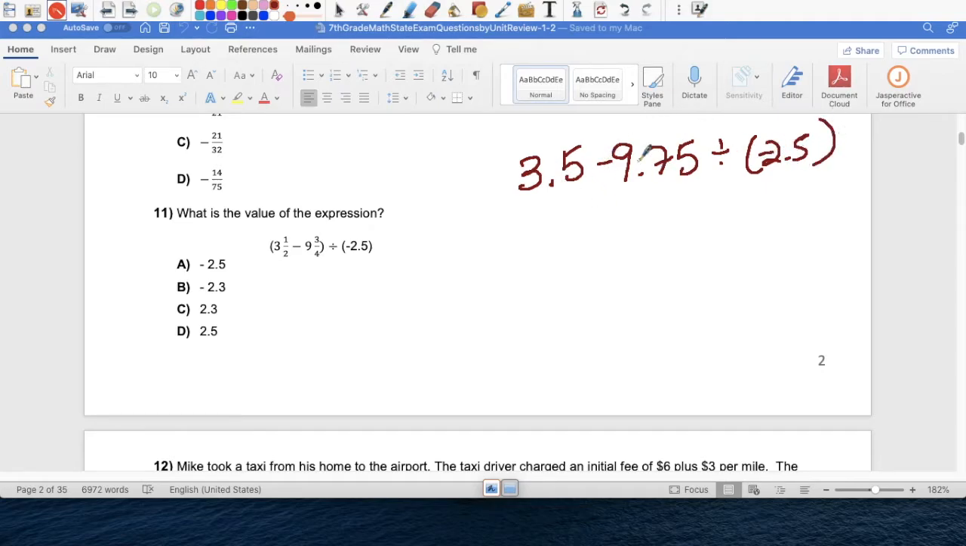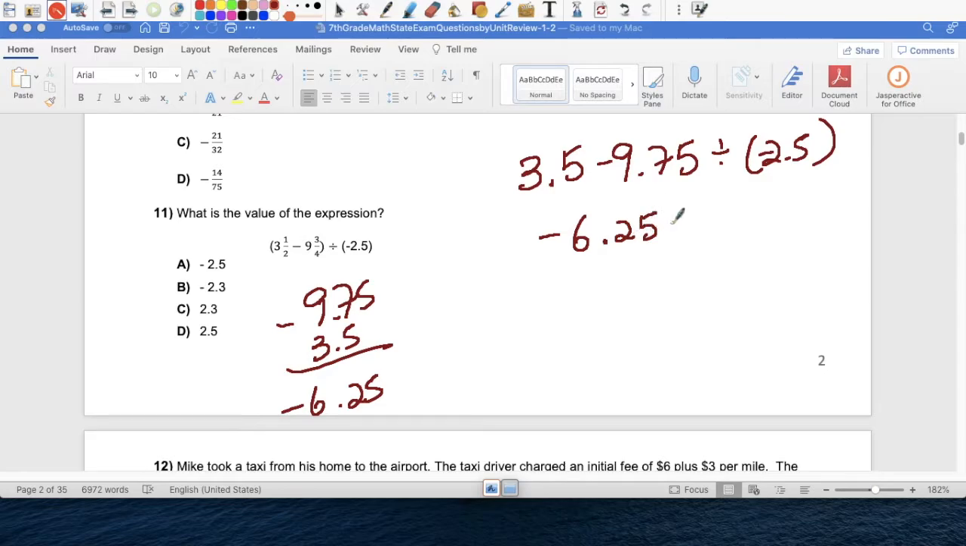Okay. Let's subtract those. So if I get 9.75 negative minus 3.5, right, I'm going to get 6.25 negative. 6.25 divided by negative 2.5. So I know my answer is going to be positive. So right away, I can throw this guy and this guy out. And then you can just simply multiply. Sorry, multiply, divide. So you can take this, 6.25. Maybe it was easier doing it as a fraction.